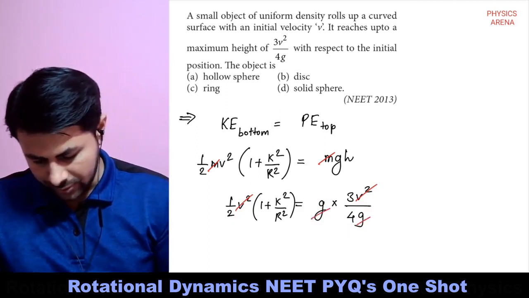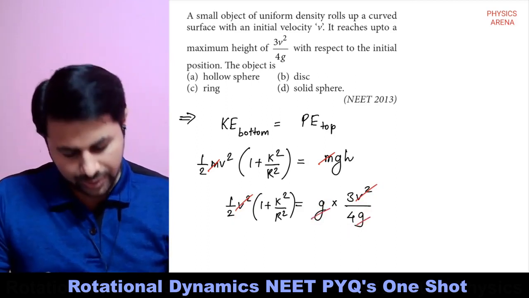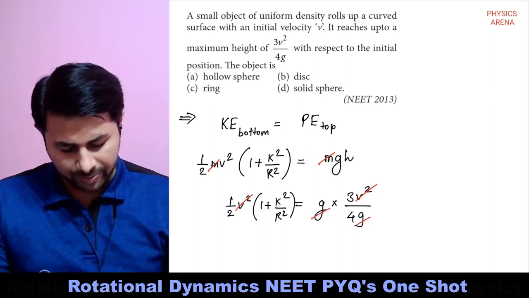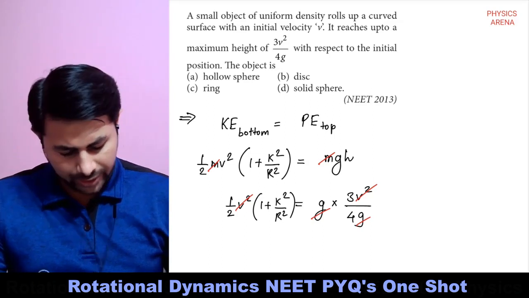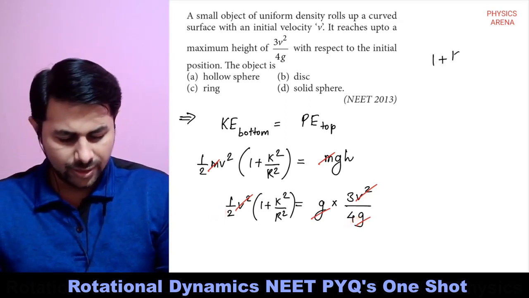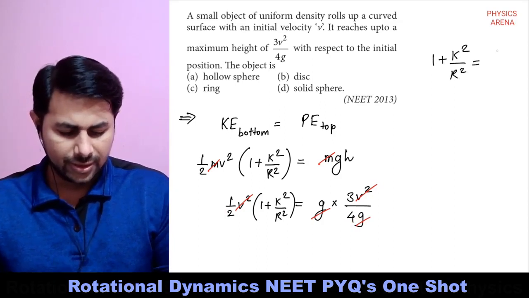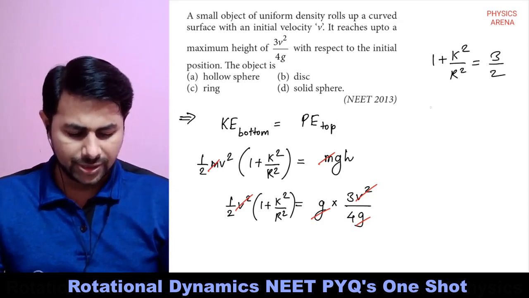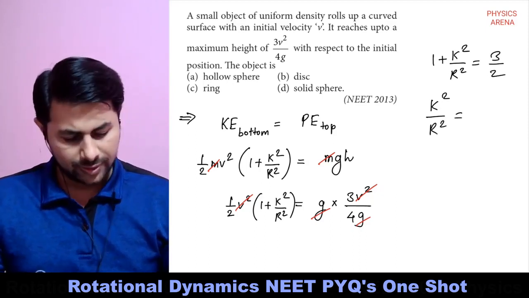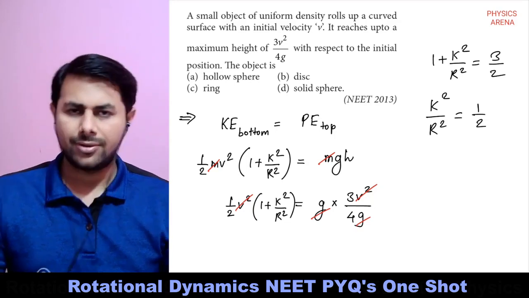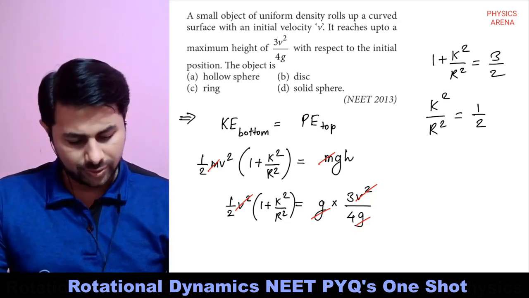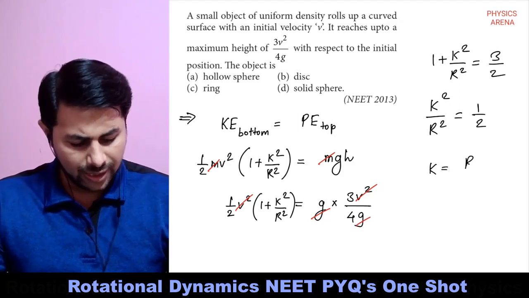right? So 3 by 4 is equal to half of 1 plus k square by r square. That means if we divide this 4 by 2, it's 3 by 2. So 1 plus k square by r square is equal to 3 by 2. That means k square upon r square is equal to 3 by 2 minus 1. That's half. Okay. So k upon r is equal to 1 upon root 2, or we can say k is equal to r upon root 2.